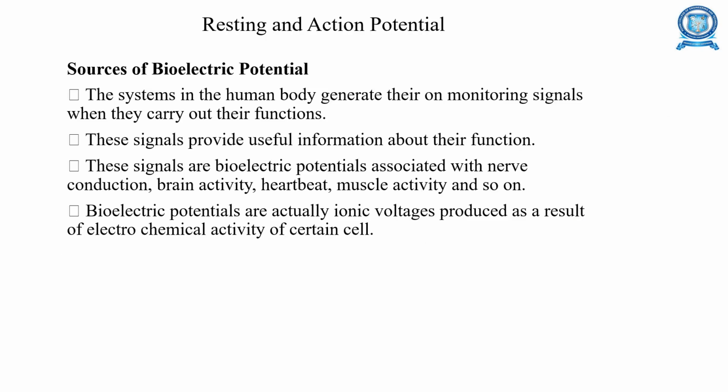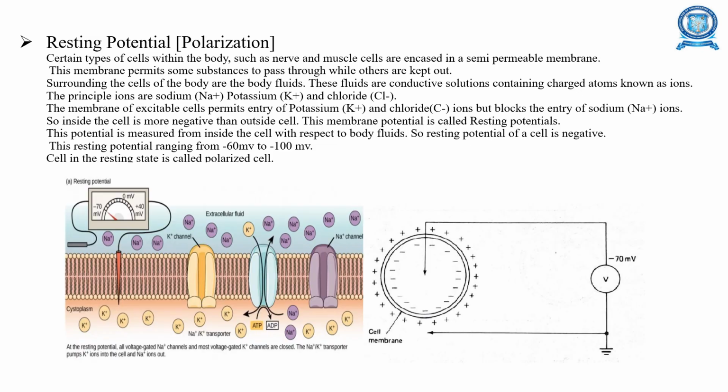So we will discuss resting and action potential. The basic source of bioelectric potential is that the systems in the human body generate their monitoring signals when they carry out their functions. These signals provide useful information about their function. Bioelectric potential is associated with nerve conduction, brain activity, heartbeat, muscle activity, and so on. Bioelectric potentials are actually ionic voltages that are produced as the result of electrochemical activity of certain cells.